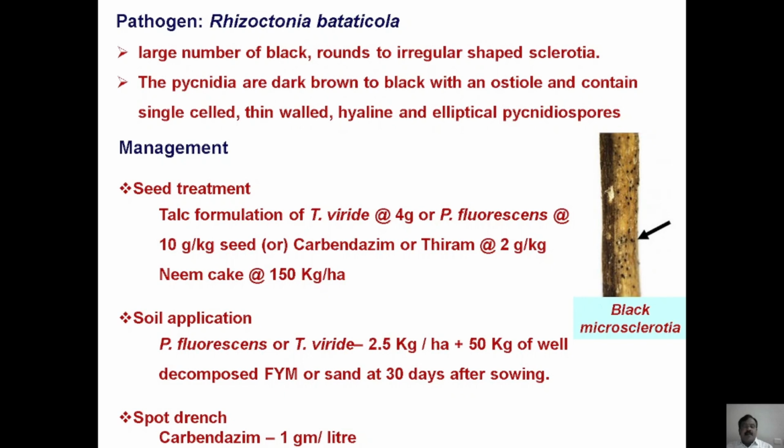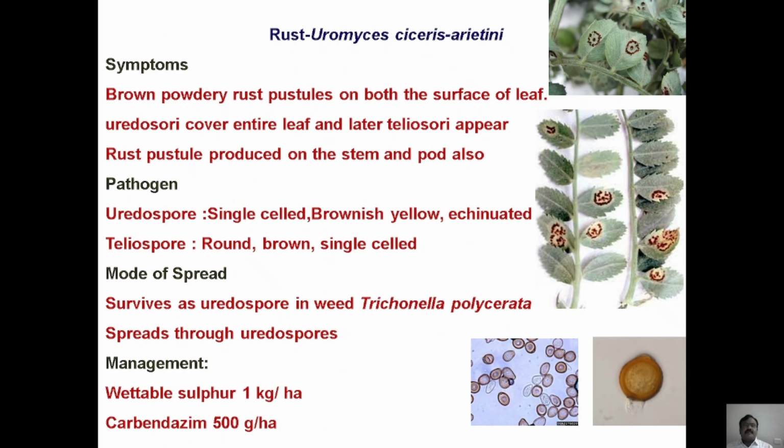And basal application, the soil application with the biocontrol agents at the rate of 2.5 kg per hectare, along with the well decomposed farmyard manure at 30 days after sowing will be much helpful in the biological method of disease control. And among the chemical control, go for spot drenching with the carbendazim at the rate of 1 gram per liter of water and use it for drenching around the infected plants.